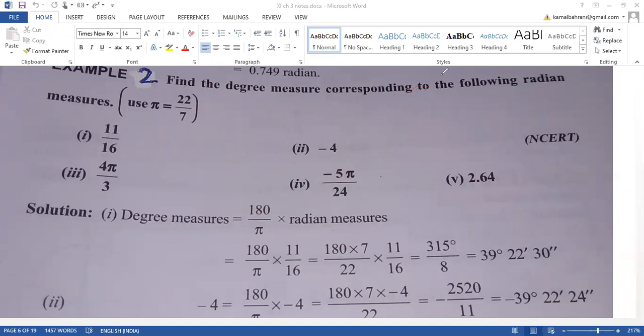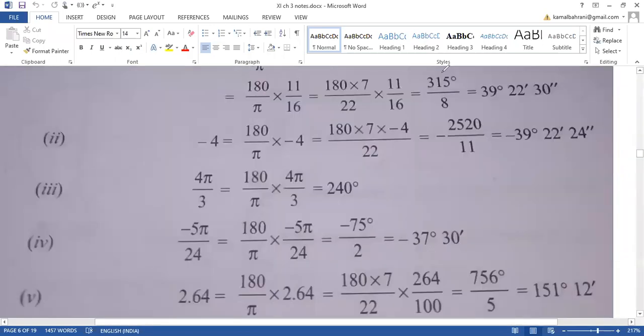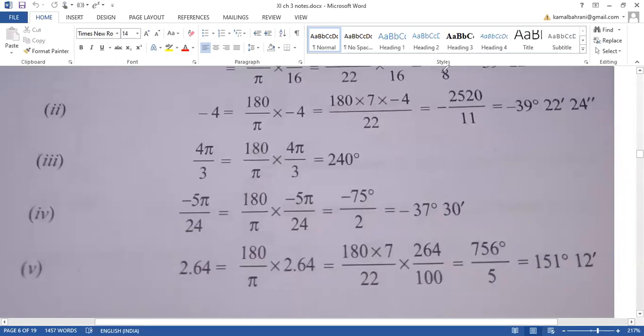Then next is -4. Next one is what? -4 radian. You have to convert -4 radian into degree. Clear? Again, what will you do? Same way, same process. Just see, you are having -4 radian. So what will you do? 180 by pi into -4.